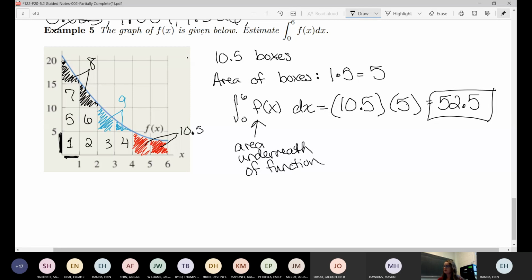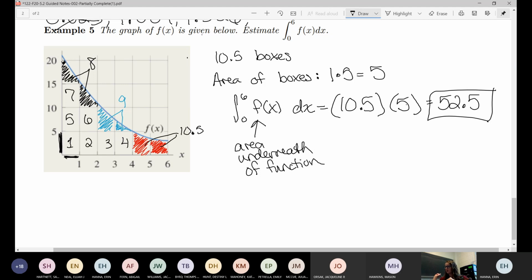The amount of boxes times the area of each box, which when I do that, will give me the total area underneath of that function. Because it's not just 10.5, because the boxes aren't just 1 unit.